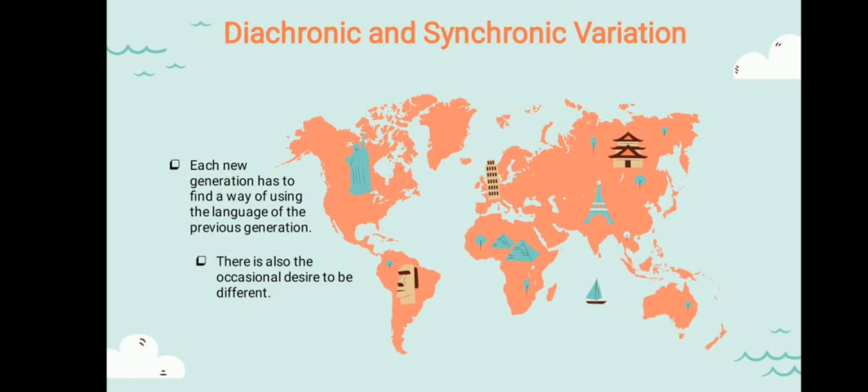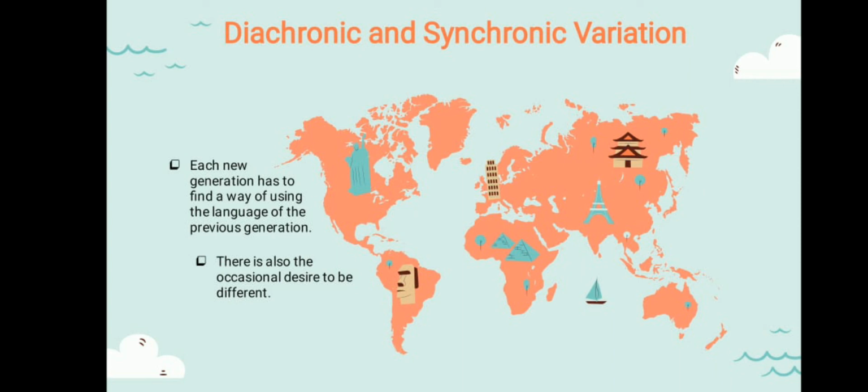Diachronic and synchronic variation. Diachronic linguistics is the study of language through different periods in history. It is one of the two main temporal dimensions of language study, identified by Swiss linguist Ferdinand de Saussure in his Course in General Linguistics, 1916.